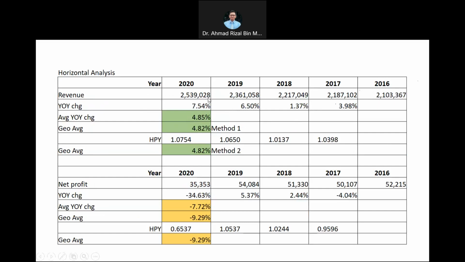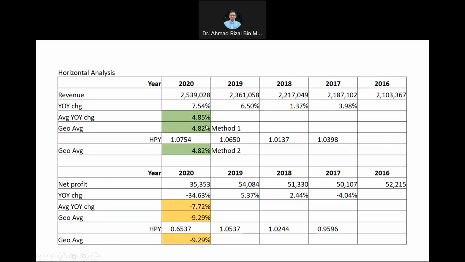And the result of 2.539 billion divided by 2.103 billion, you make it to the power of 1/4. Why 1/4? Because there are 5 raw data. So statistically, you should take n minus 1, which is 5 minus 1, to the power of 1/4. 1/4 is 0.25. And altogether, you minus 1.